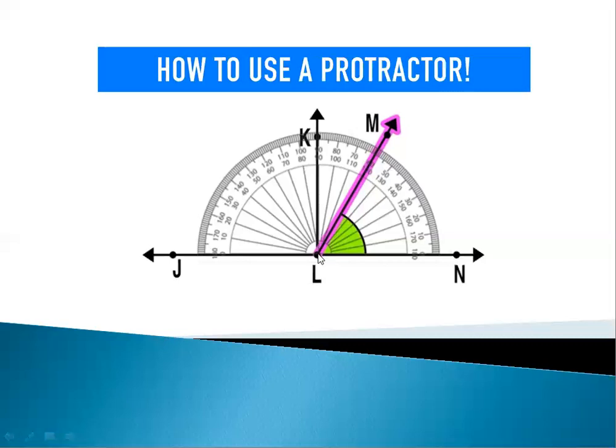So the vertex of your angle, by the way, this is your angle, MLN, is the angle I want to measure, isn't it? So this, my point L, is the vertex. It has to line up with the center of my protractor.